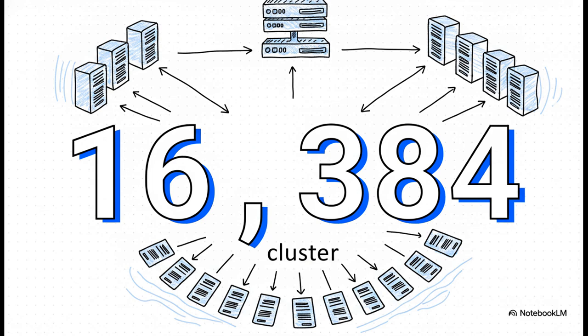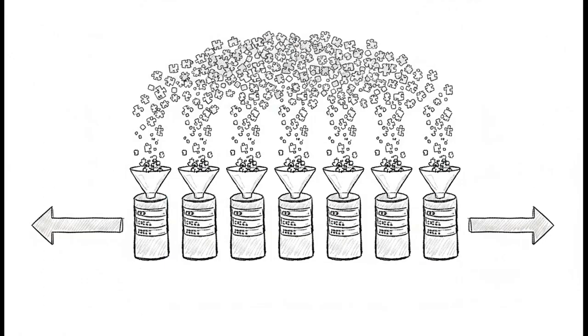I want you to think about this massive number right here, 16,384. This represents the exact amount of hash slots available in a Redis cluster. It's literally the secret sauce to algorithmic sharding. So when you build a Redis cluster, it takes those 16,384 hash slots and distributes them across multiple independent server nodes. Every single key you save gets mathematically mapped to one of these slots. This architecture means you can add or remove physical servers with zero downtime just by reassigning these slots.